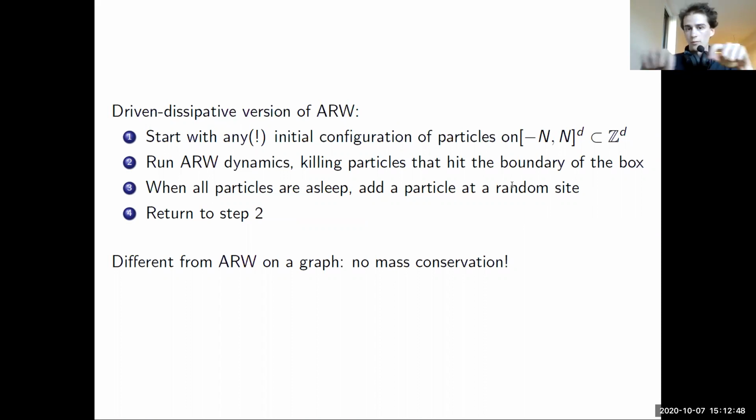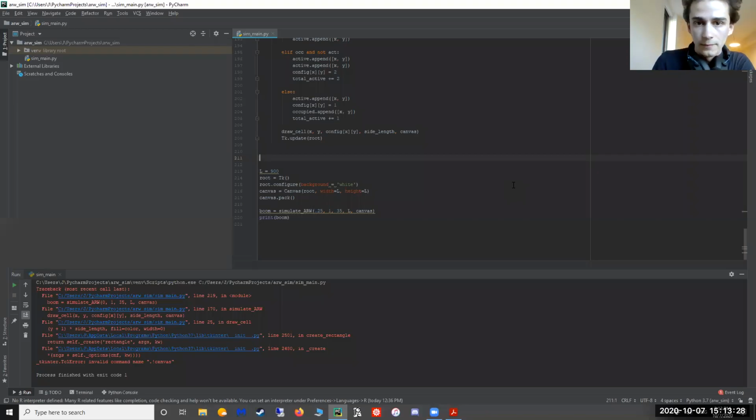of this box. So I start with some initial configuration on a large box, minus n to n to the d. Let's say I start with my IID condition like before, but it doesn't really matter. I do the dynamics I said, with this extra rule that particles that hit the boundary, I lose them from the system. This is a finite system, so eventually everything will fall asleep. When that happens, I just add another active particle at a random site and continue, and just repeat this. So let's, I'll just show you a simulation of that.